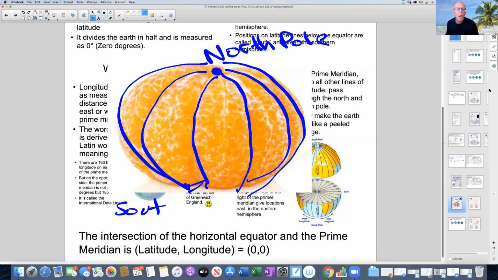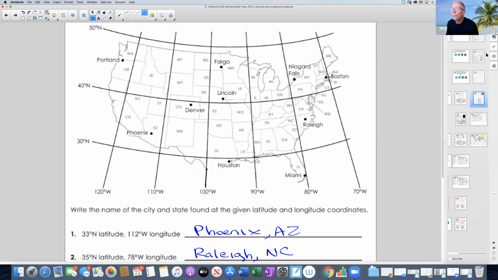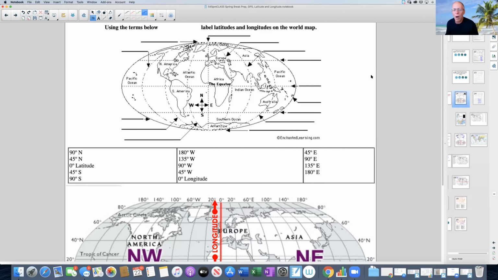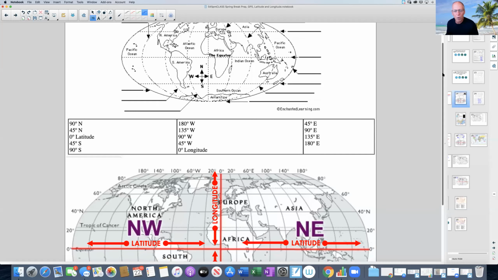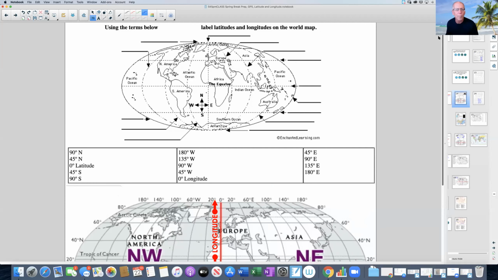Now, I'm going to actually draw it right. Yeah, I'll do it right here. So I want you guys to go to page 7 in your packet, please. I'm going to give you a couple of challenge questions. The first challenge question is, what is the degree measurement of the line I'm creating?